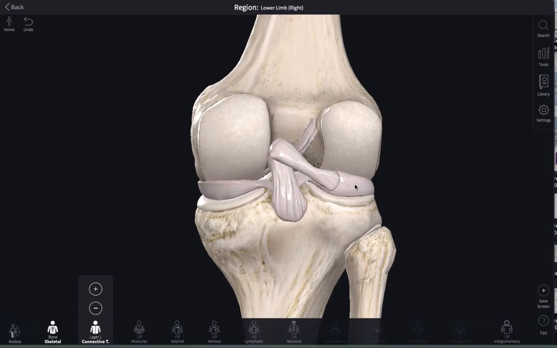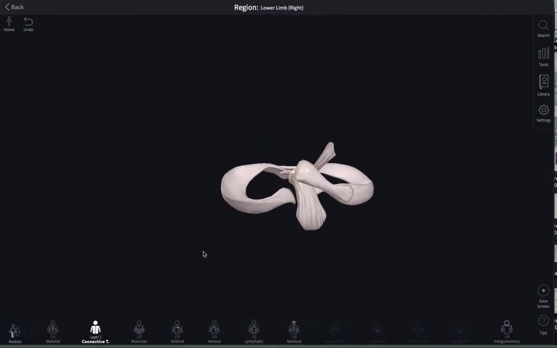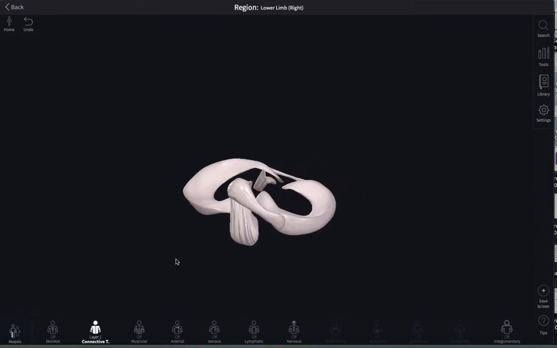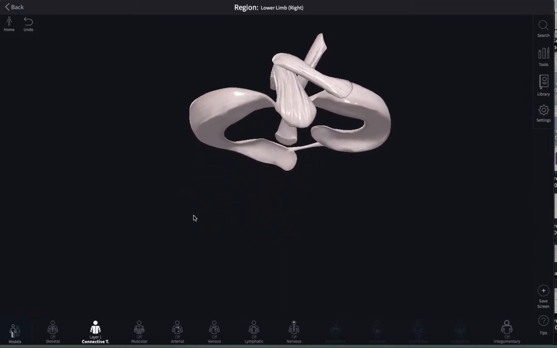And if they are isolated, so the bones are taken away, we can see that they are concave superiorly. This creates a space for the femoral condyles to rest, and they're flat inferiorly, which allows them to sit on the tibial plateau.